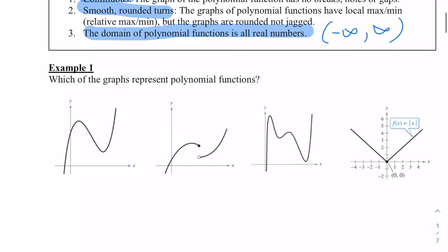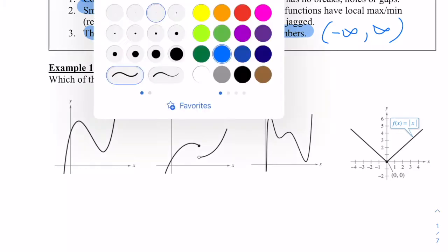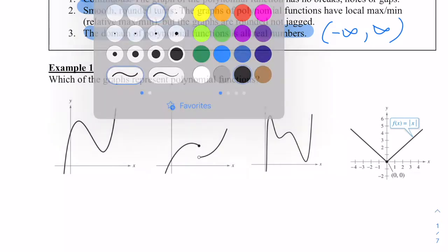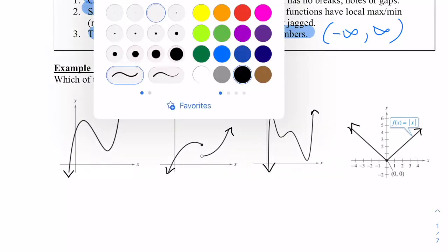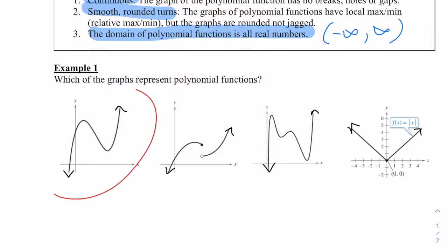Let's look at these graphs below and determine which of these graphs represent polynomial functions. Well, this first graph, and it can be assumed, even though it's not written, I'll make sure that I write that these have arrows. And we'll just do that for all of them just to make sure it's clear. Okay, so the first graph definitely is continuous. There's no holes, there's no gaps. It has smooth rounded turns, so it will definitely be a polynomial function.